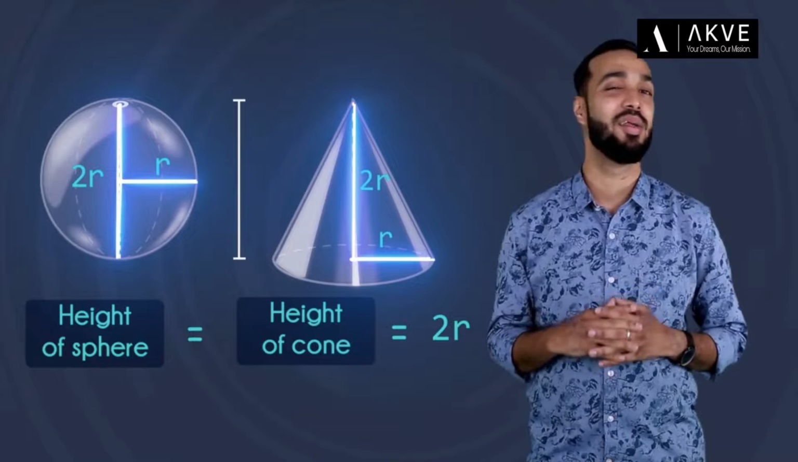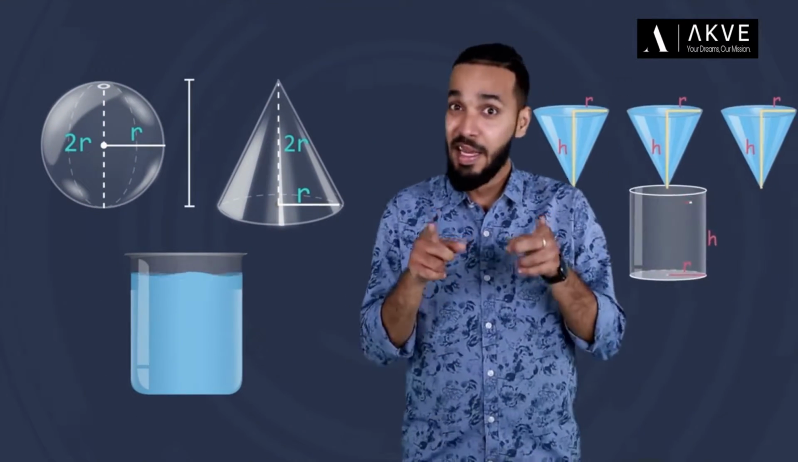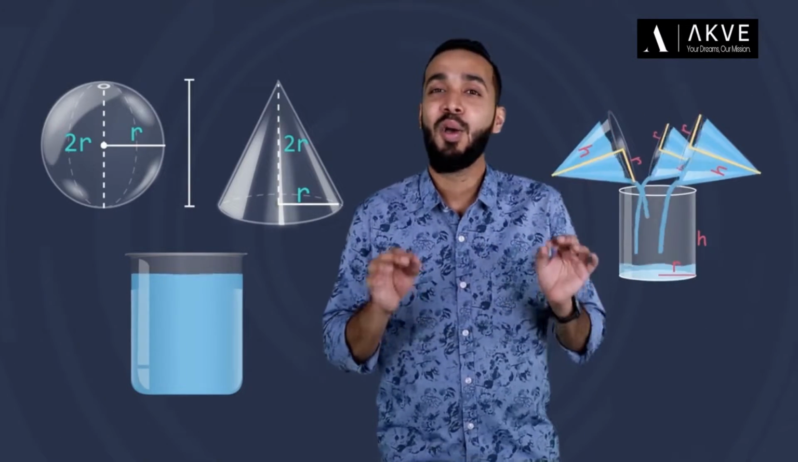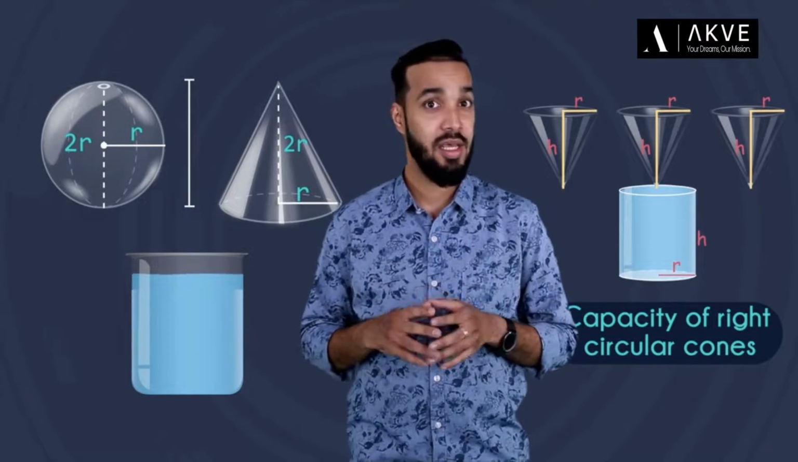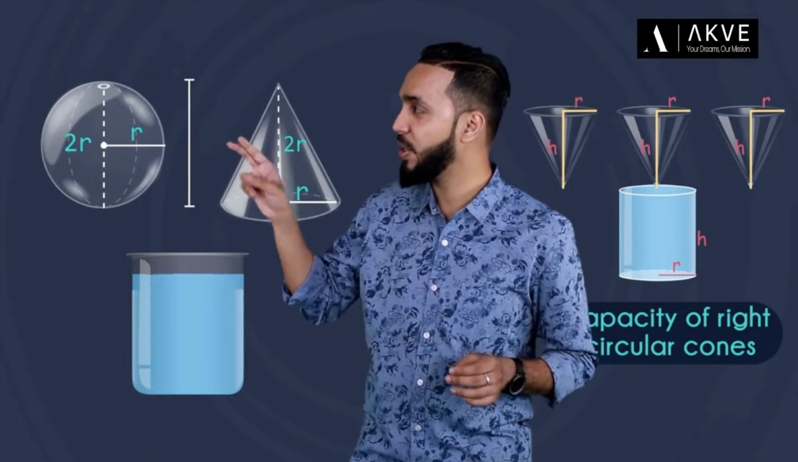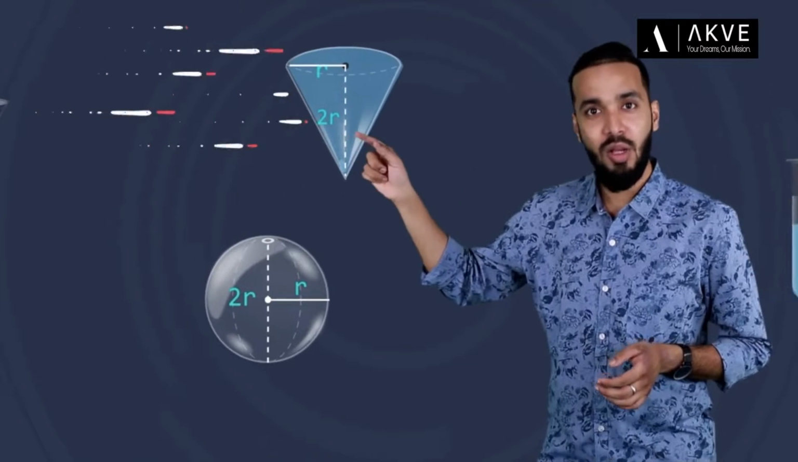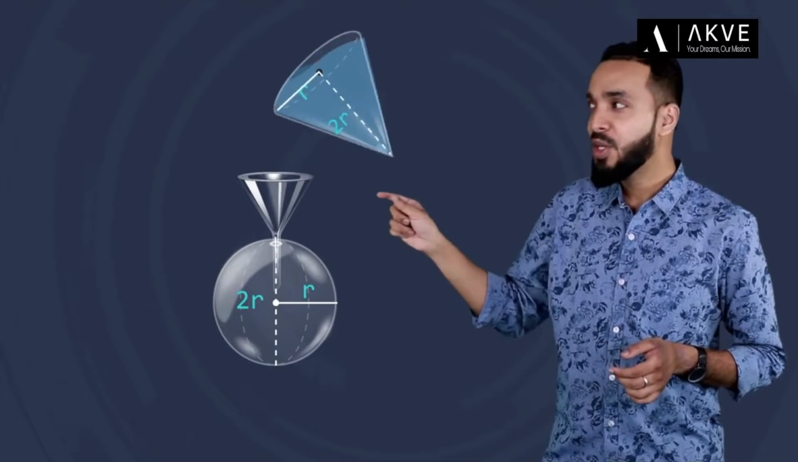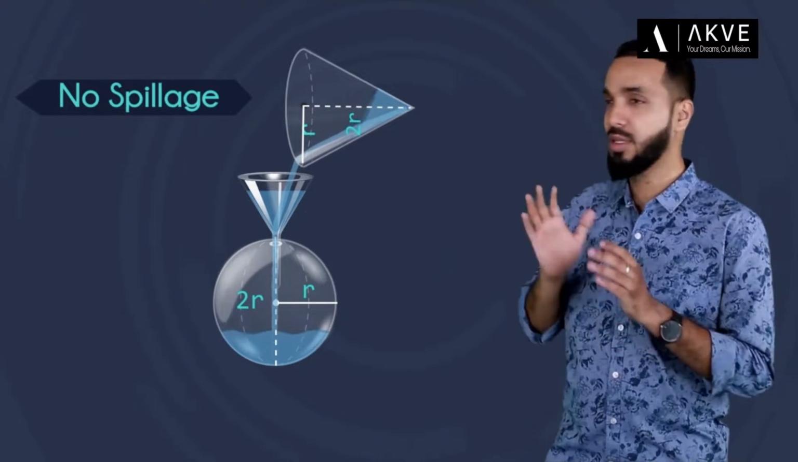So far, so good. In addition to the hollow shapes, we need some water too. Reminds you of a previous experiment? Yeah, we did something similar while finding the capacity of right circular cones. Now, we are going to use the same technique to find the capacity of a hollow sphere. First, we take the hollow cone and fill it with water completely to the brim. Then, we pour the water from the cone into the hollow sphere through the hole at the top, making sure that there's not a single drop of water that pours outside.